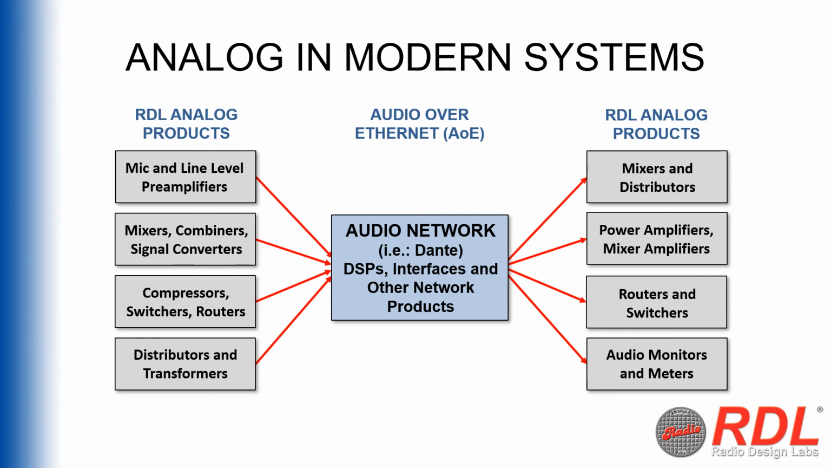Although RDL produces Dante network, Bluetooth, and digital audio products, no matter how modern the design is, all systems from any manufacturer will start and end with analog circuitry, as that's how humans interface with audio. We cannot speak or hear digital code. And to effectively and properly design these systems, separate, standalone analog products will need to be included. RDL offers many more products than those reviewed in this presentation, but the products and information I've shared will provide the right tools you need for any system design.